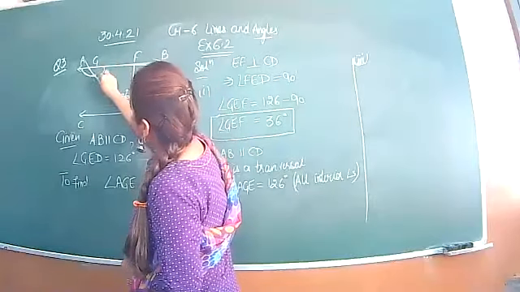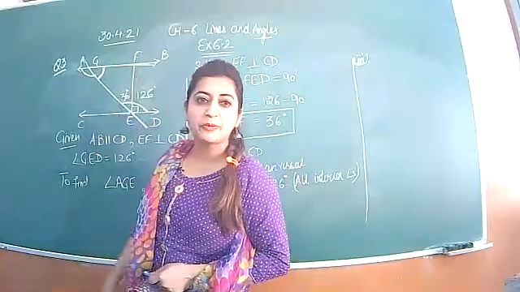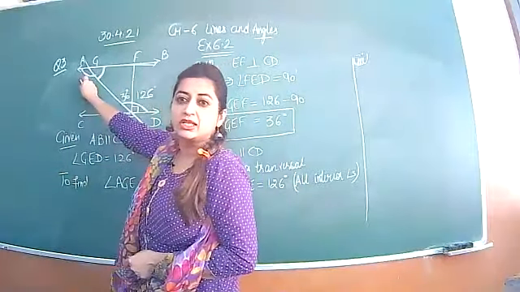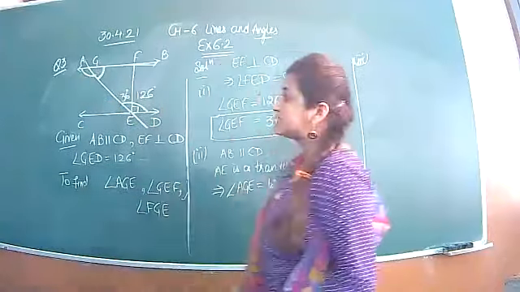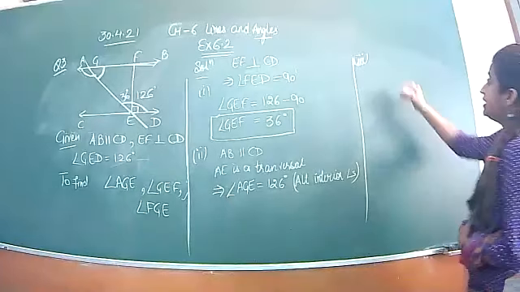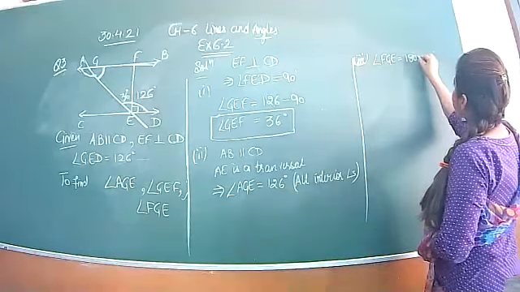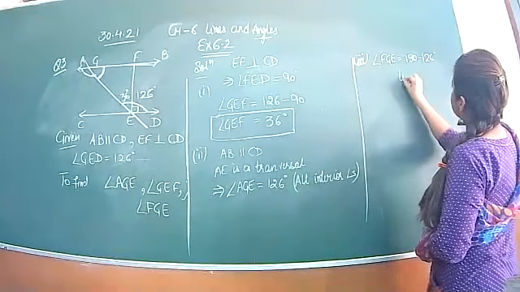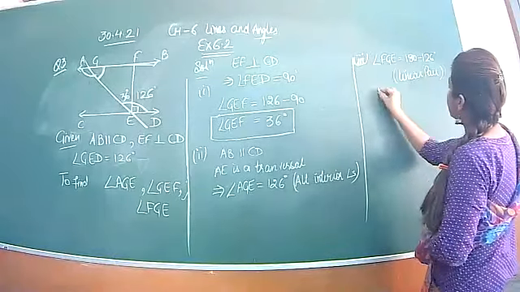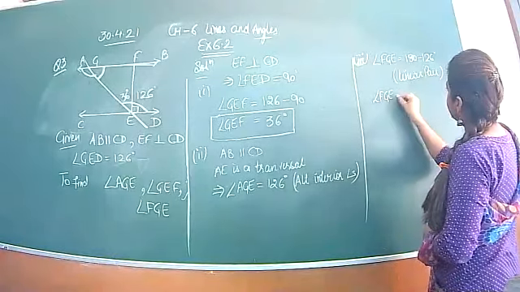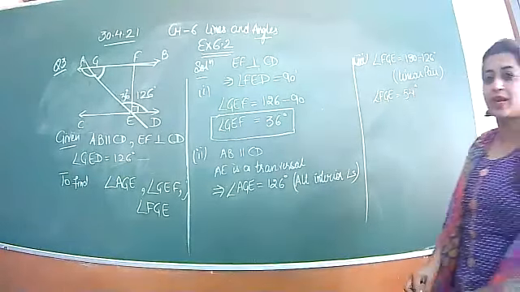FGE. This you have to find. These two angles are forming a linear pair. This is 126. So if you subtract 126 from 180, you will get the remaining angle as FGE. So angle FGE is given by 180 minus 126, that is linear pair. So remaining angle FGE is 54 degrees. Is it okay?